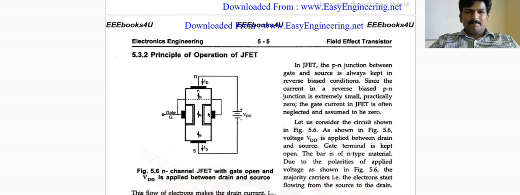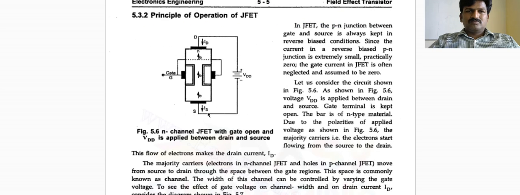Next point, principle of operation of JFET. Very simple, you can understand very clearly. Suppose you have left the gate terminal open, meaning you have not applied any input between the gate and source. Then you apply some external DC voltage VDD between the drain and source. This region will become more positive, and this region will become negative.